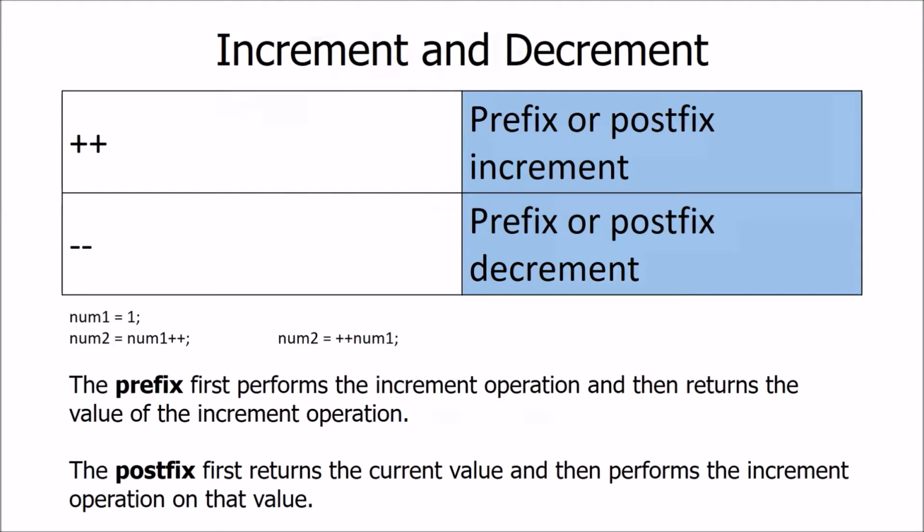The postfix and the prefix is important because the prefix performs the increment operation and then returns the value. The postfix returns the current value and then performs the increment operation on that value. So let's come over to look at some of the code.